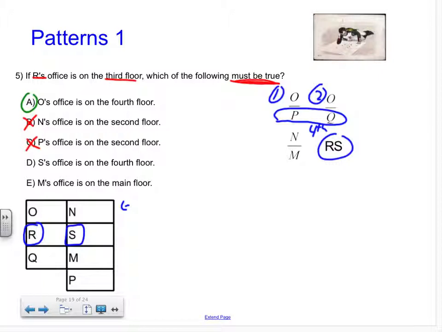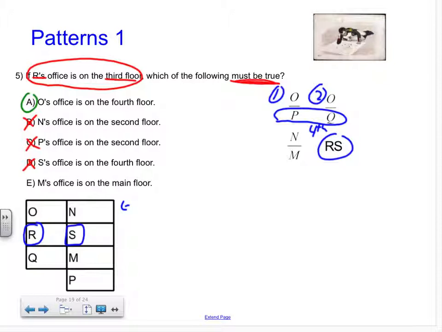S's office is on the 4th floor. That's not even possible based on the condition. If R's office is on the 3rd floor, S also has to be on the 3rd floor. So D is not even possible. Let's get rid of it.